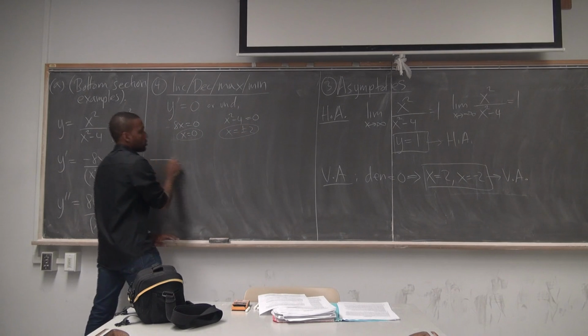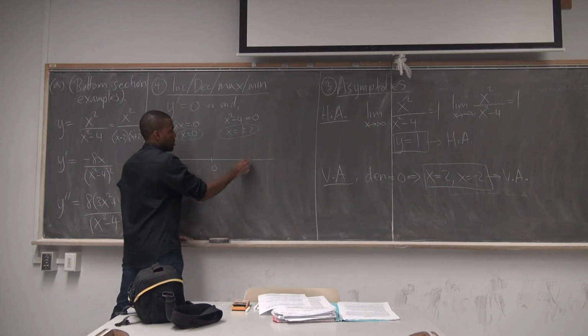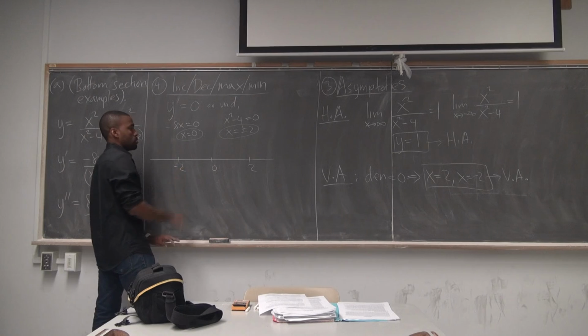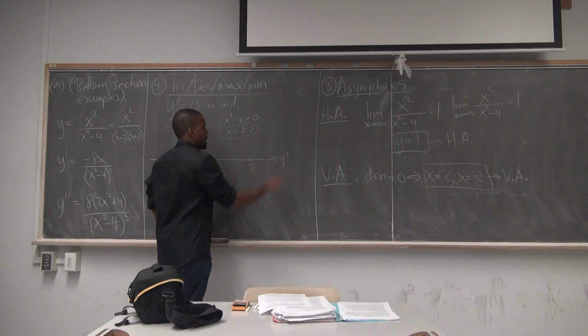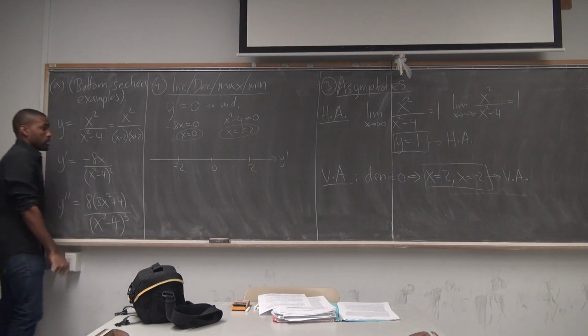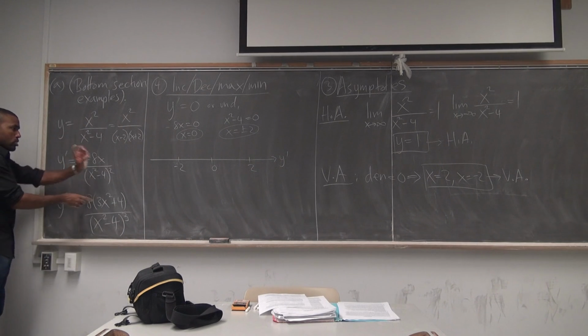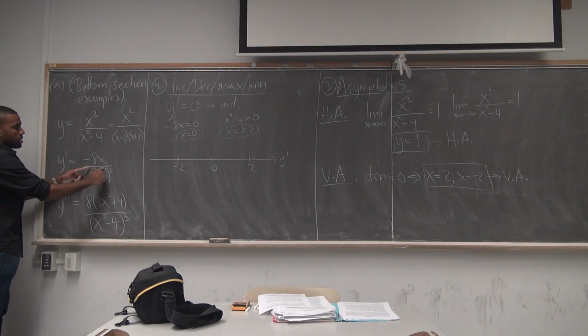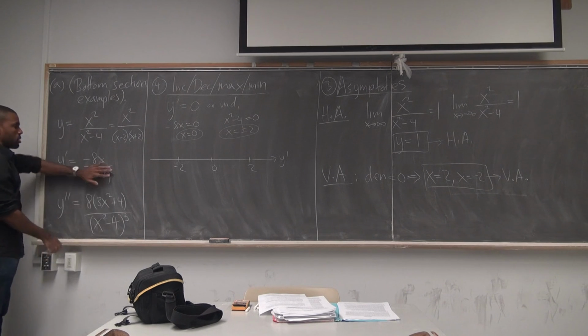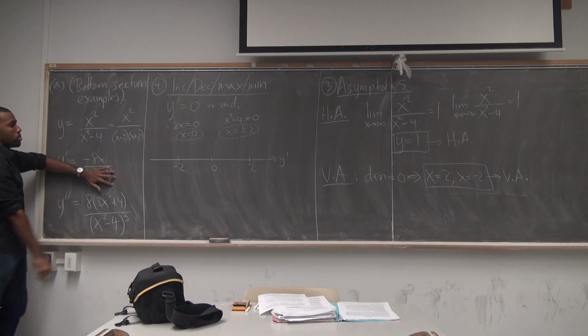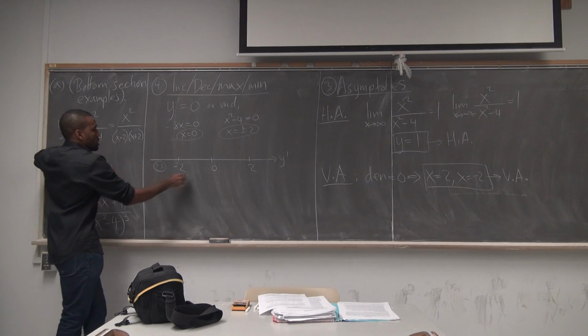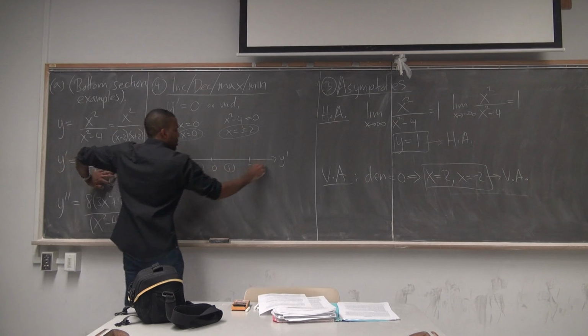So I have 3 critical points: 0, plus 2, minus 2. I'm going to plug those into the first derivative. Now I can go through and think about it, but we can use some ingenuity here. Notice that the denominator is a square, which means it's always going to give me a positive number, so I can ignore it. I'm only plugging into the top. So I can plug in a minus 3, minus 1, a 1, and a 3.